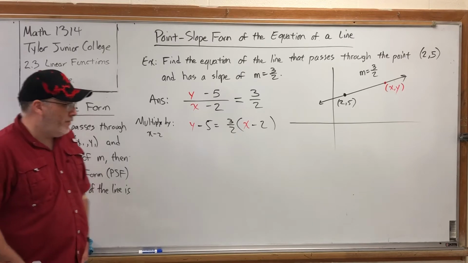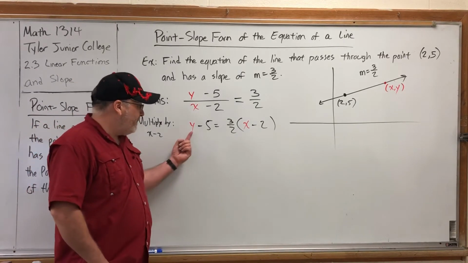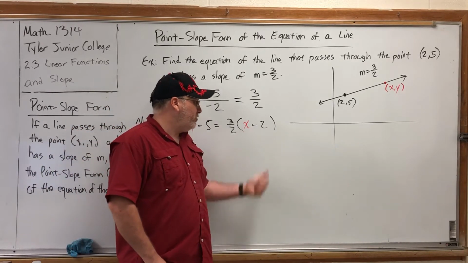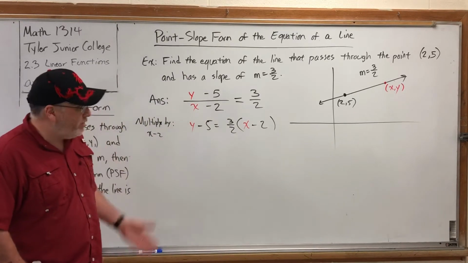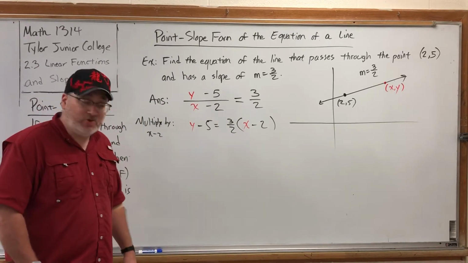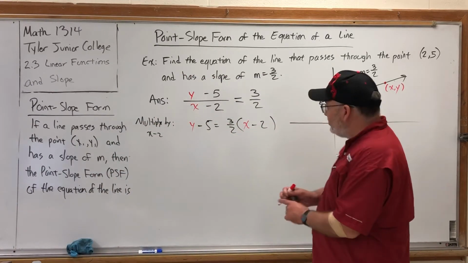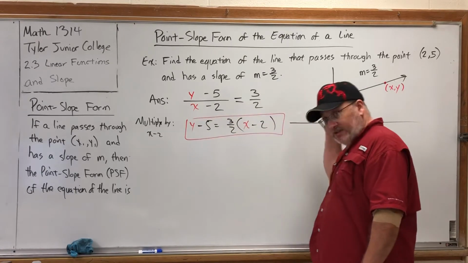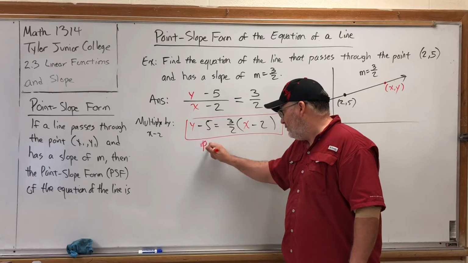Will the point (2, 5) work now? Yes. Because if I put 5 here, 5 minus 5 is 0. If I put 2 here, 2 minus 2 is 0 times 3 halves is also 0. Both sides equal 0. (2, 5) is the solution to the equation. This equation is what's known as point-slope form. It's specific to this problem. Point-slope form starts with a P, not an S.